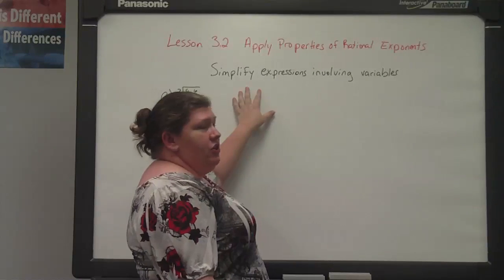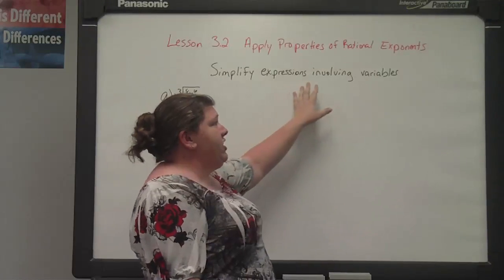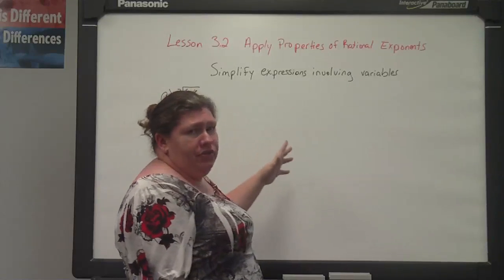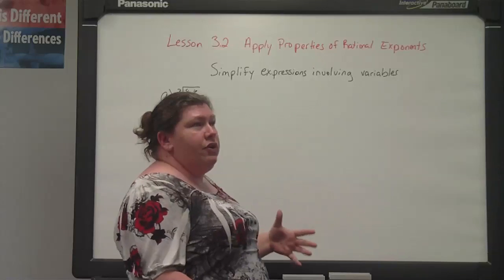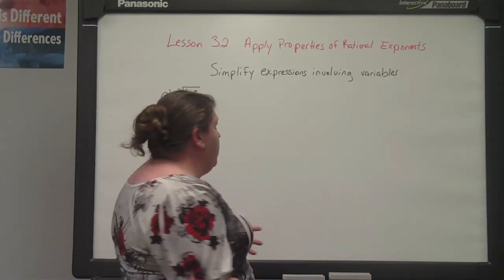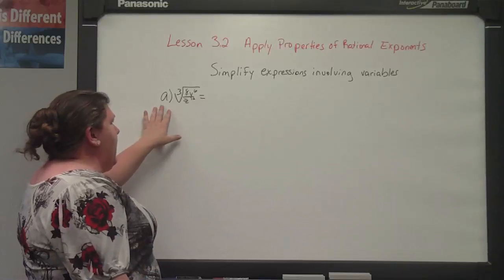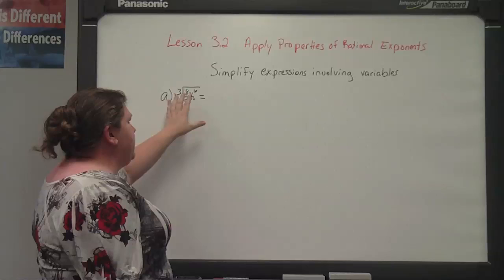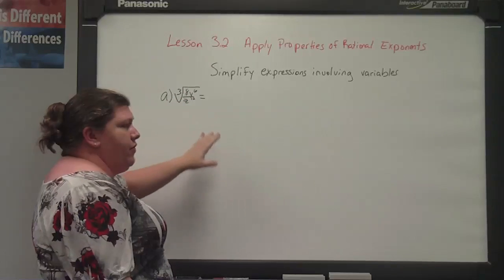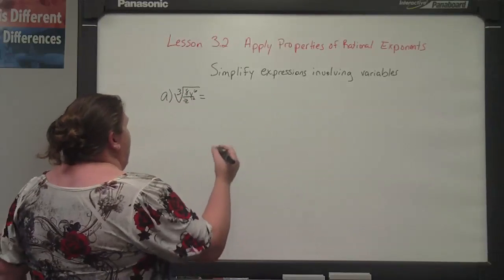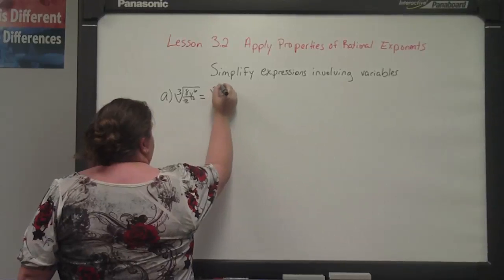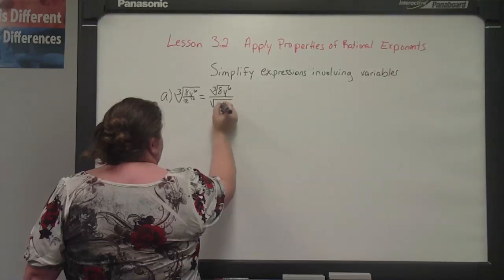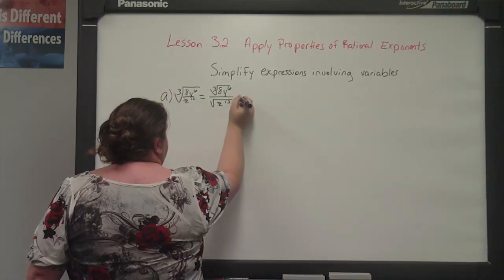Another concept we want to look at is simplifying expressions involving variables. Remember that variables are unknown numbers that we have yet to figure out, solve for. In A, I have the cube root of 8 y to the 6th divided by z to the 12th. So I can rewrite that as the cube root of 8 y to the 6th over the cube root of z to the 12th.